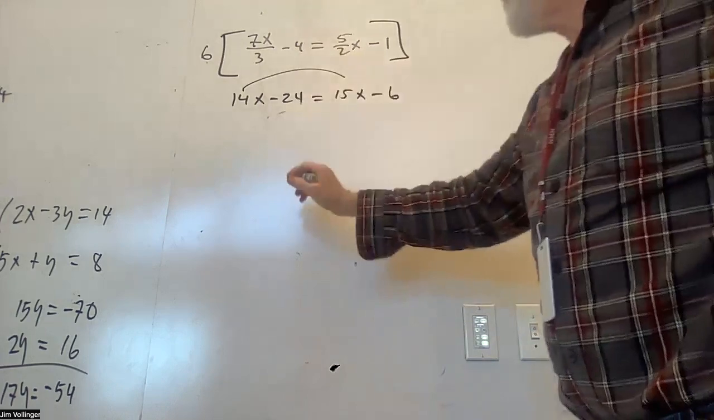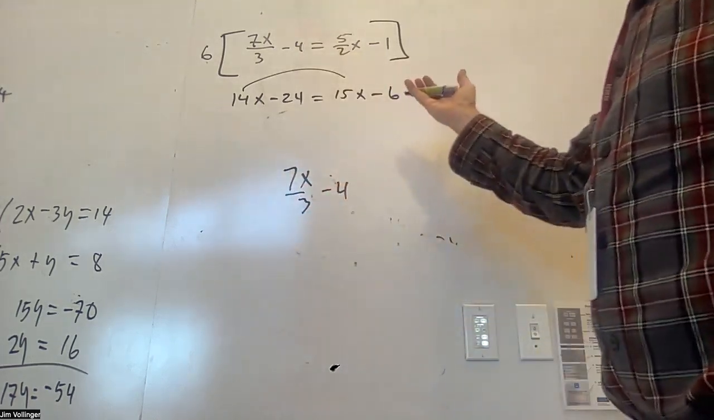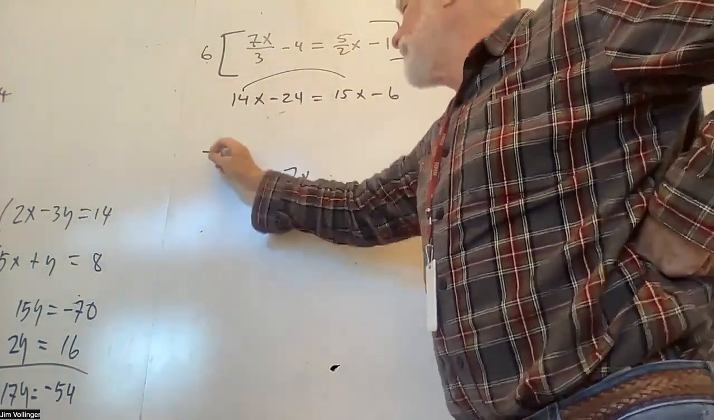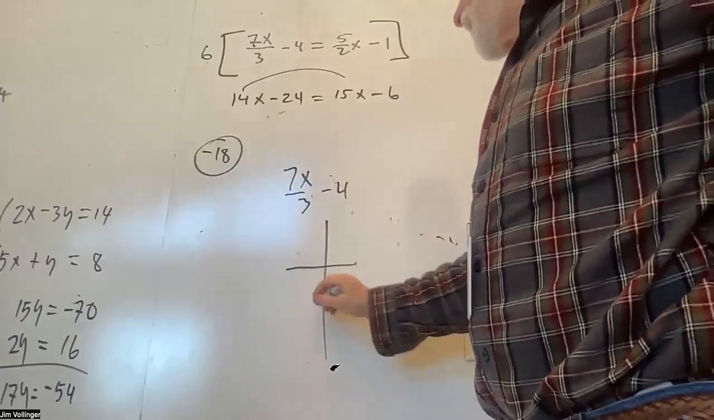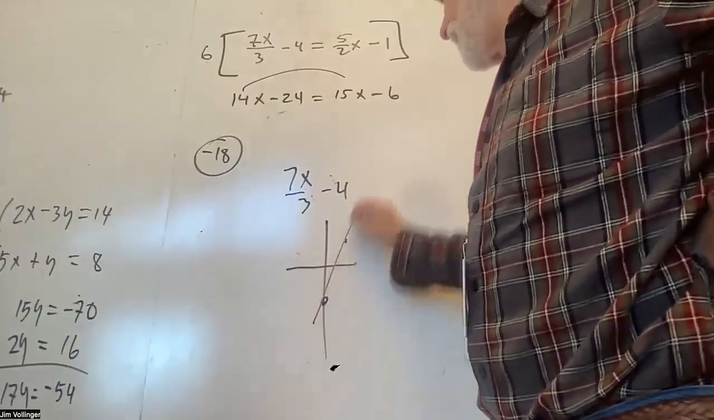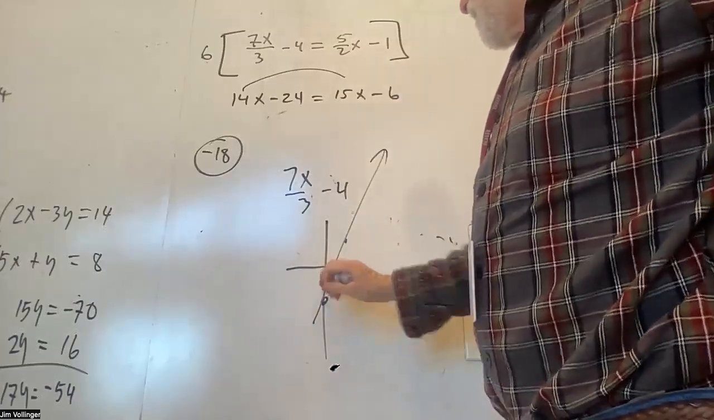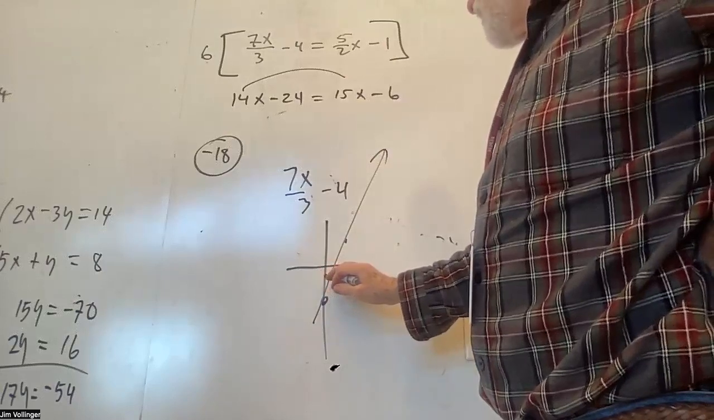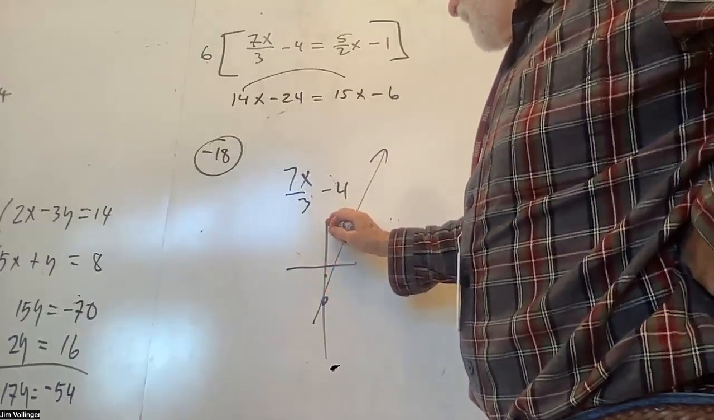So let's go back to the original: 7x over 3 minus 4. I forgot what my answer was already. I think it was minus 18. We'll keep that in abeyance. So this is a line, y-intercept negative 4. We'll call that minus 4, over 3 up 7, something like that. This is a line, minus 1, and over 2 up 5, maybe here.